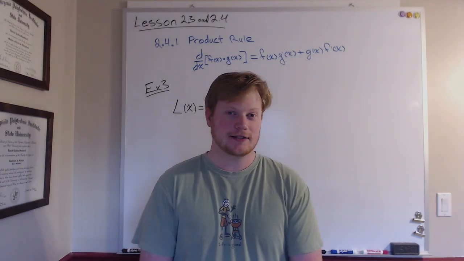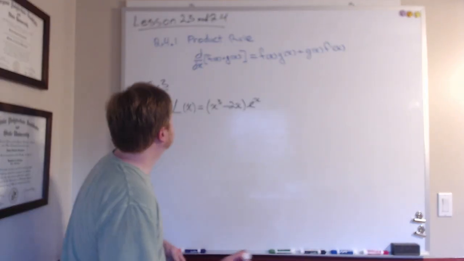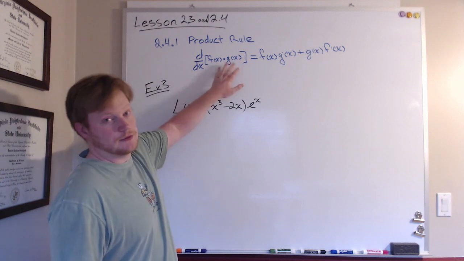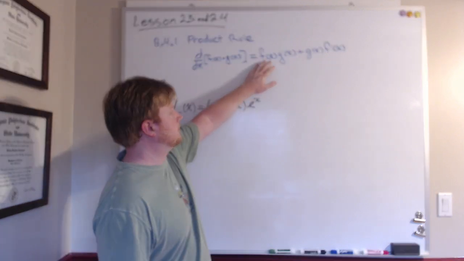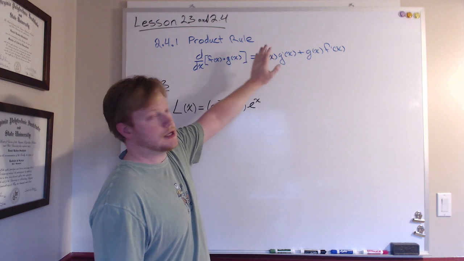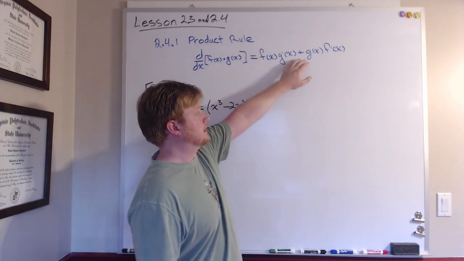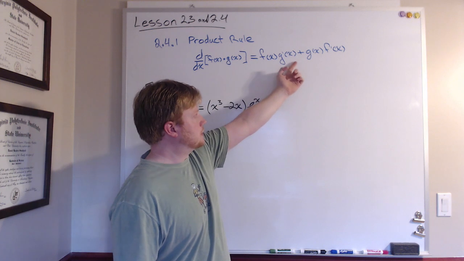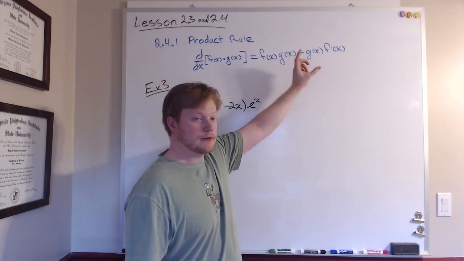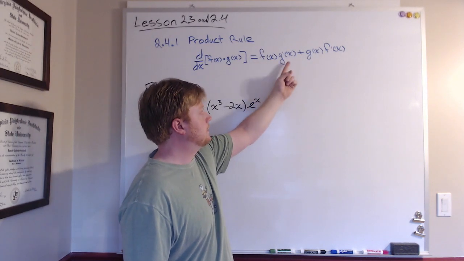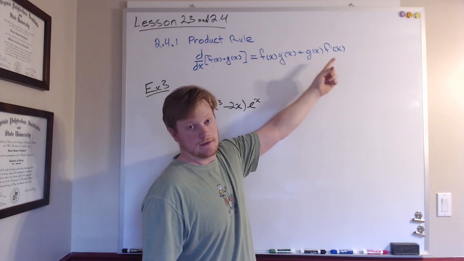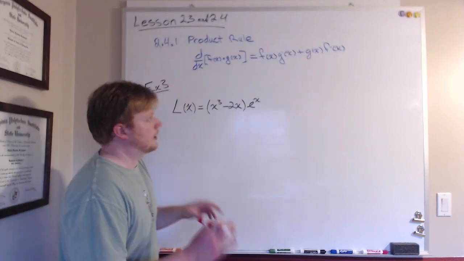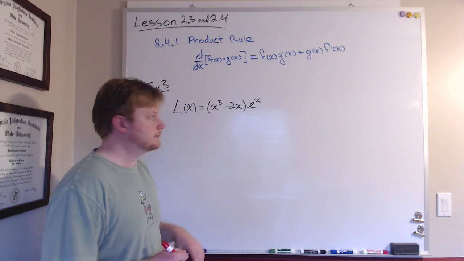So next up is the product rule. The product rule says that the derivative of the product of two functions is the derivative of the first times the derivative of the second, plus the second times the derivative of the first. And obviously, since addition is commutative, if you said second times the derivative of the first plus the first times the derivative of the second, it would be an equivalent statement. So whatever one you learned is fine.